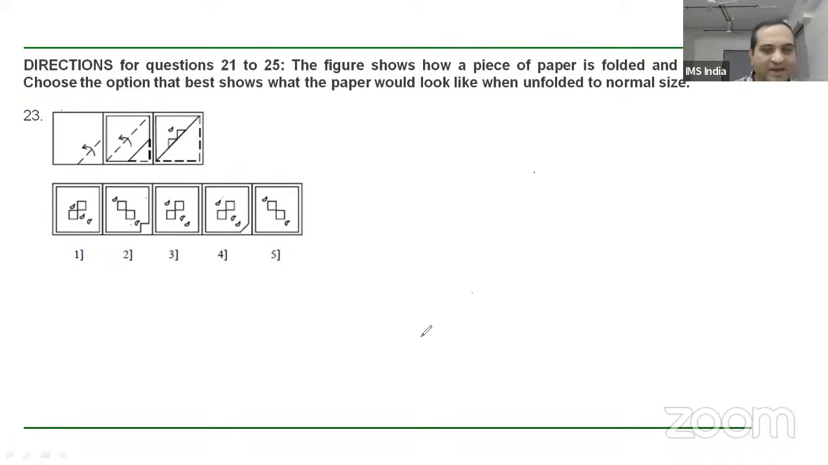Yes, the correct answer to this question is 3. People are getting a 4. 4 cannot be the answer, and 2 also cannot be the answer, because how will you get this cut? This cut is not a possibility. See, the cut is given only on this side of the paper, so the edges will not get cut. So because of which 2 and 4 get eliminated.